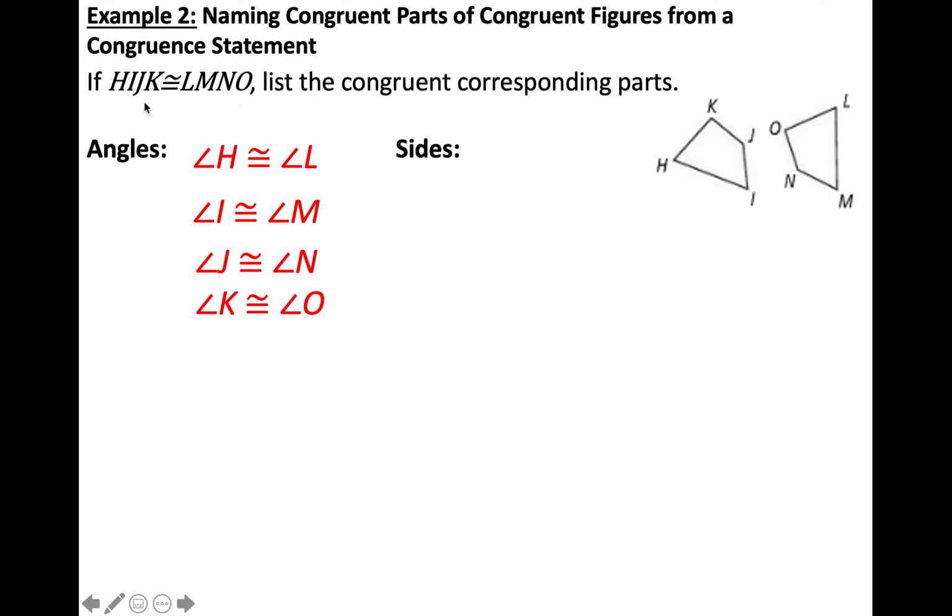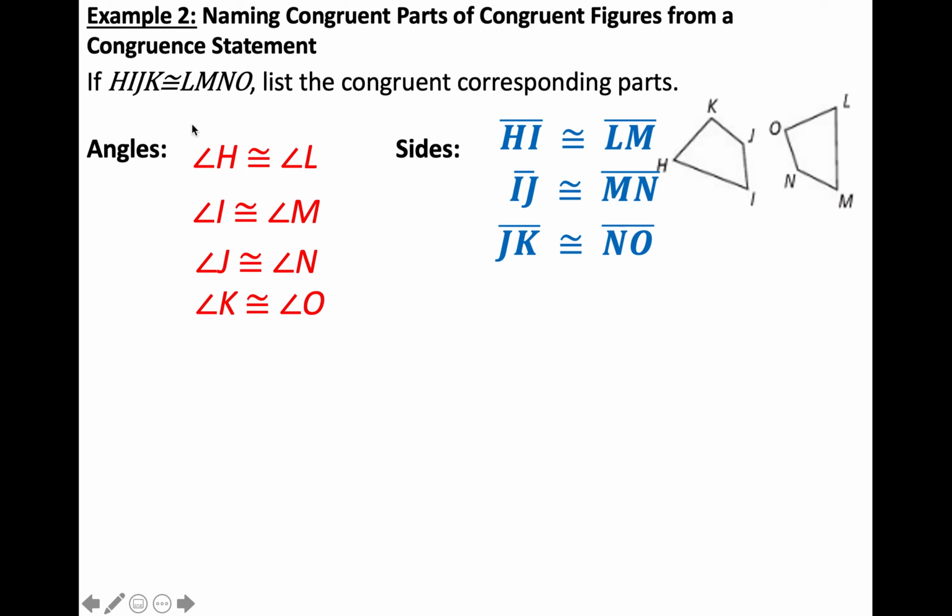And for the sides, you are picking 2 letters at a time. And remember the match: HI to LM, IJ to MN, JK to NO. And finally, HK: you will notice that letter H and letter K are the first one and the last one, so we get the first and the last one in the second figure, LO. And so when we have the statement, it is not a big deal to write the congruent corresponding angles and congruent corresponding sides, right?